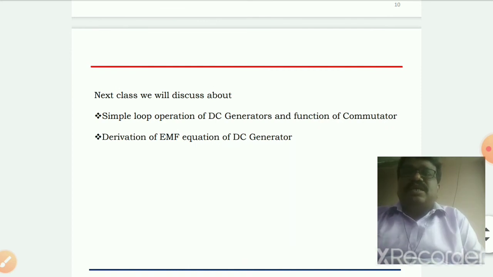In the next class, we will discuss the simple loop operation of a DC generator, or how the voltage is generated in a DC machine, and we will derive the EMF equation, the voltage equation of a DC generator.